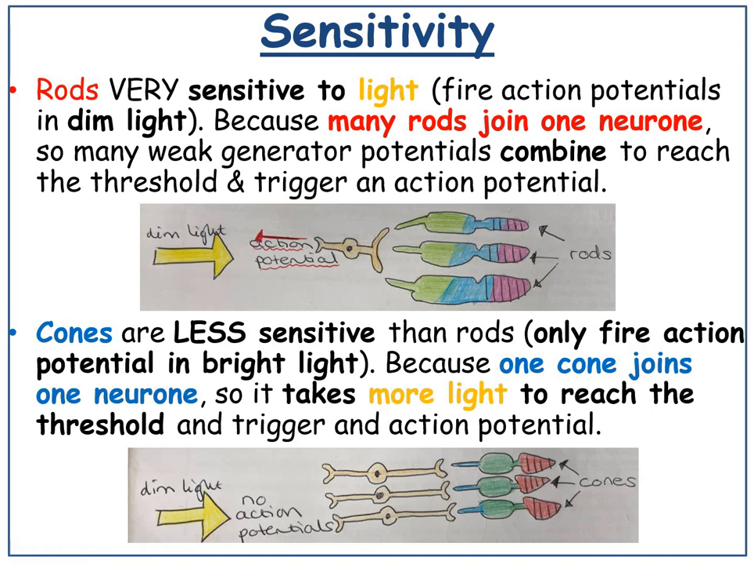Whereas cones are less sensitive than rods, they only fire action potentials in bright light, so you can only see colour when there's adequate light. And the reason is because one cone joins one bipolar neuron. So it takes more light to actually reach the threshold and trigger an action potential in the bipolar neuron.